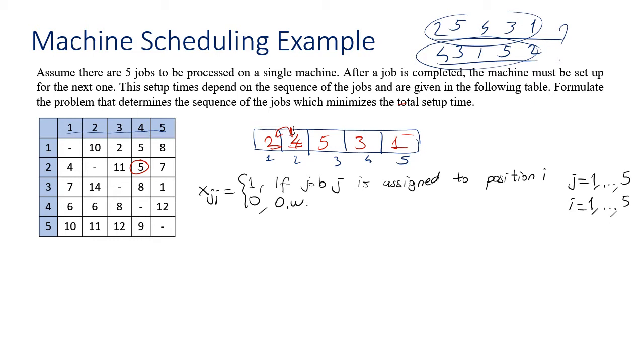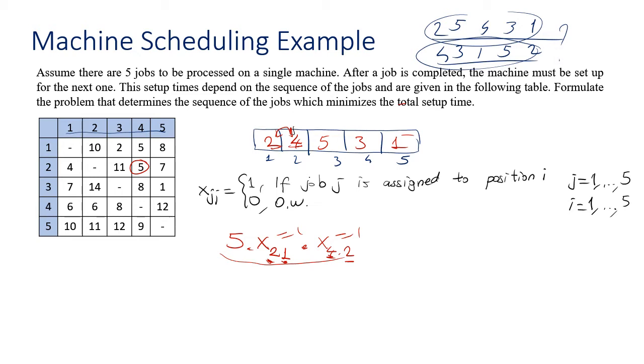So if job 2 is in position 1, x21 means job 2 in position 1. And if job 4 is in position 2, x42 is job 4 in position 2, then the setup time will be 5. So what can I do? I can multiply these. If this is equal to 1 and this is equal to 1, then 5 times this will incur such a setup time. But there are two difficulties associated with this one.